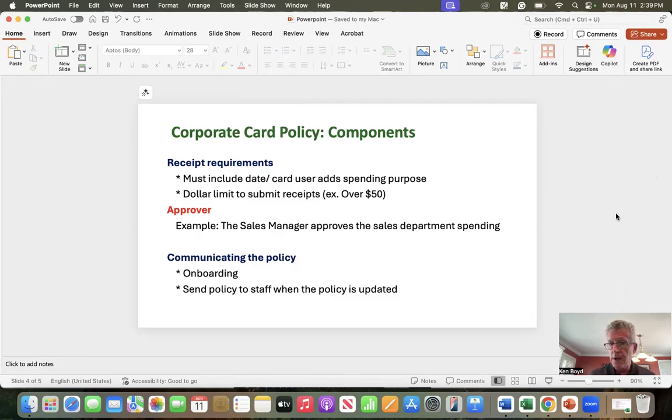And really big, communicating the policy. Certainly during onboarding, you want to create it, but also when you're sending the policy to everyone in your organization when things get updated, because people need to be in the know when things get updated.